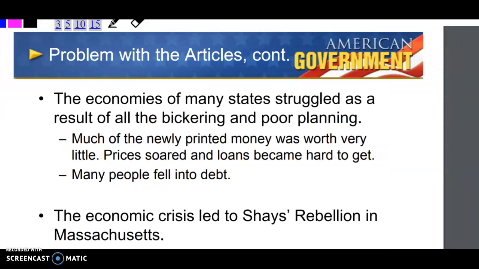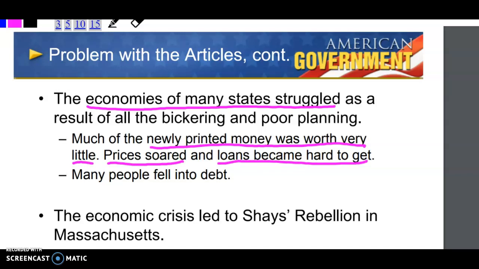All right, so problems with the Articles continued. No new heading, same heading. So back to the money. The economies of many states struggled as a result of all the bickering and poor planning. So really all we need to know in that sentence is that the economies of many states struggled. The problem was that the newly printed money was worth very little. Prices soared. Loans became hard to get. Many people fell into debt.